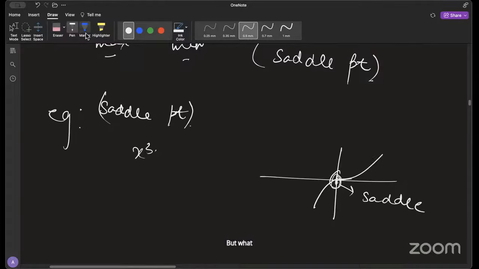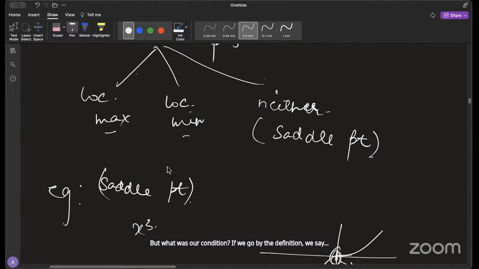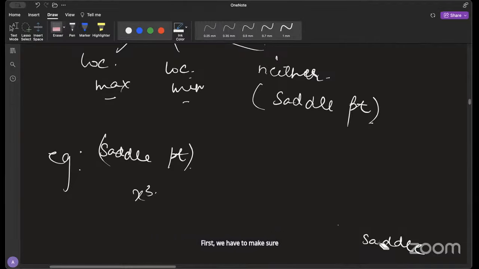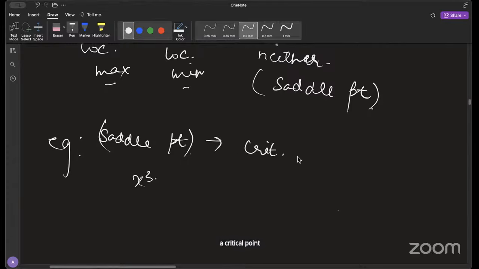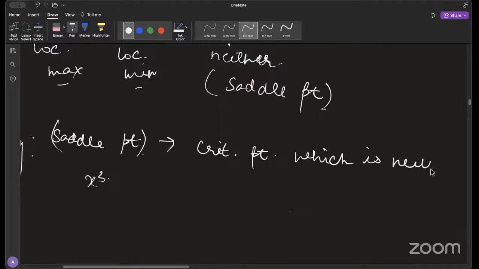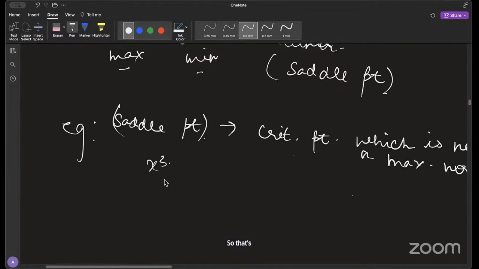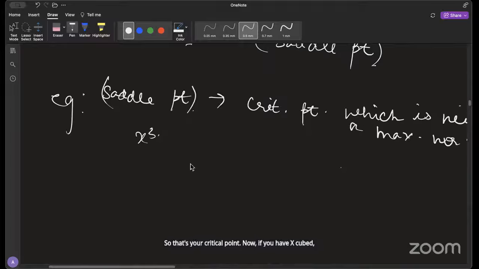But what was our condition? If we go by the definition, first we have to make sure what a saddle point is. A saddle point is a critical point which is neither a maxima nor a minima, right? So that's your critical point. Now, if you have x cube, let's go by the definition. You want points where either x cube is not differentiable or the derivative is 0, right?